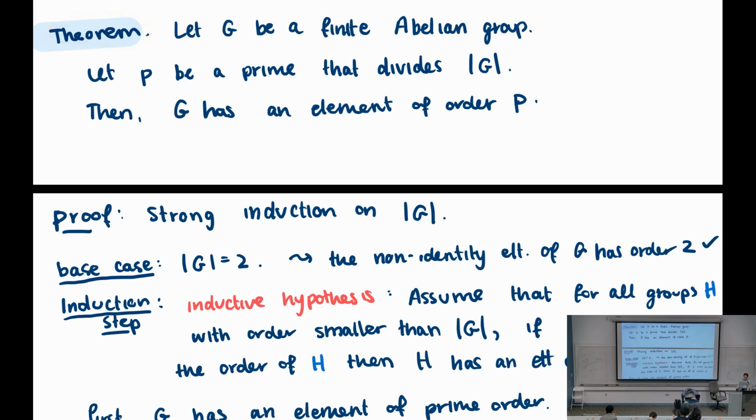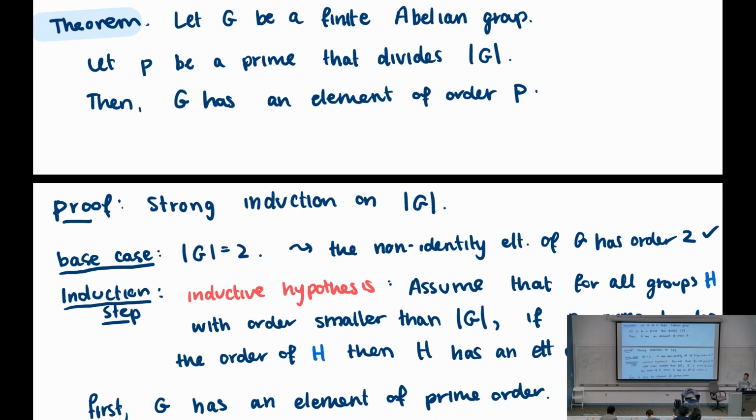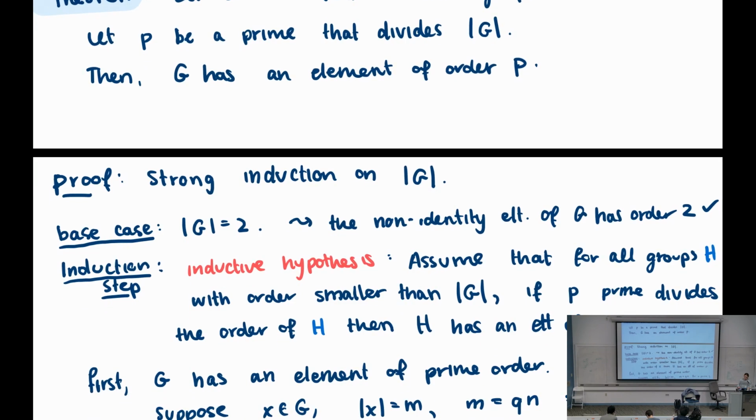If G is a finite abelian group and P is a prime number that divides the order of G, then the theorem says that G has an element of that prime order P. The way that we were going about proving this was by strong induction on the size of G. We did the base case, and then we were in the middle of this inductive step.